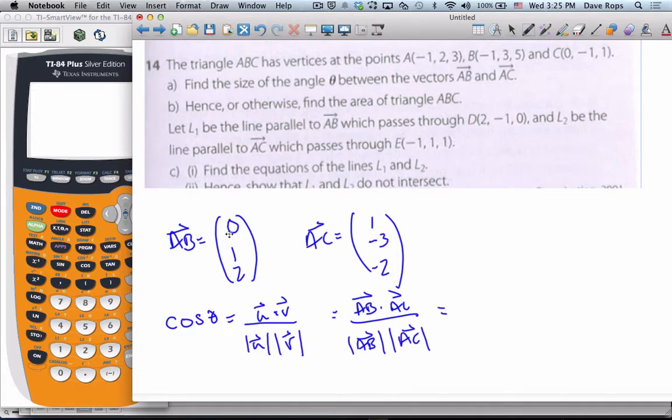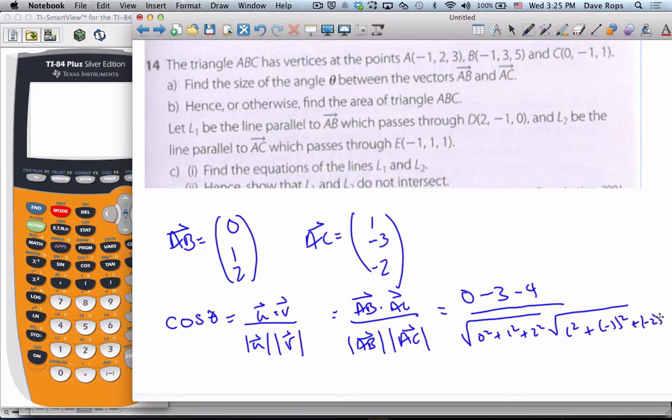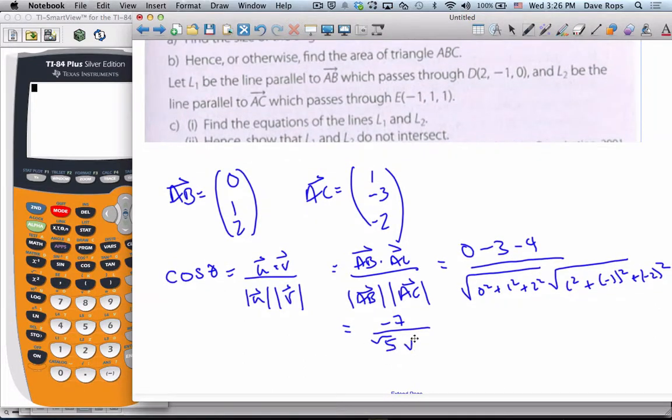So doing the dot product on these two, 0 times 1 is 0. 1 times minus 3 is minus 3. 2 times minus 2 is minus 4. Over the magnitude of these, which is the square root of 0 squared plus 1 squared plus 2 squared, over the square root of 1 squared plus negative 3 squared plus negative 2 squared, which gives me negative 7 over the square root of 5, and the square root of 14.